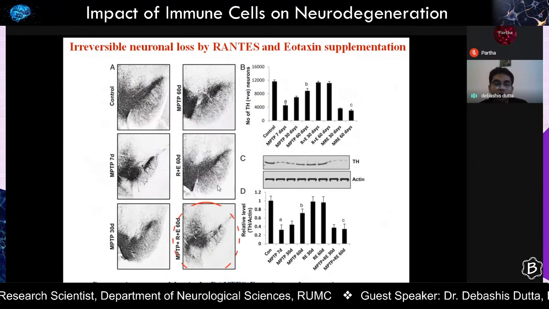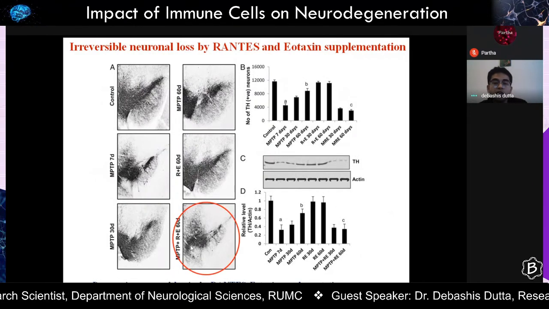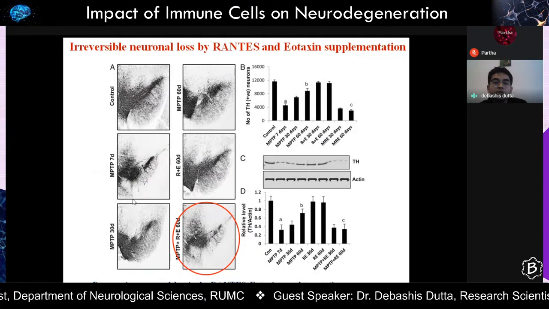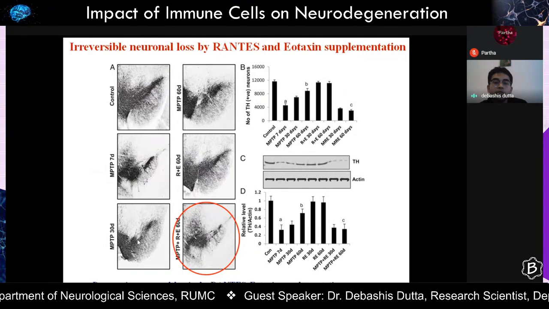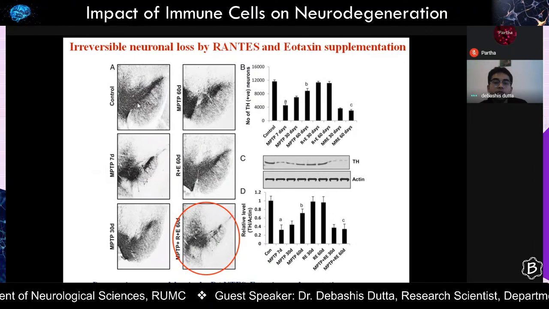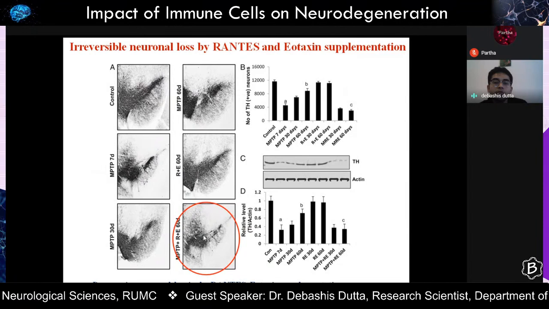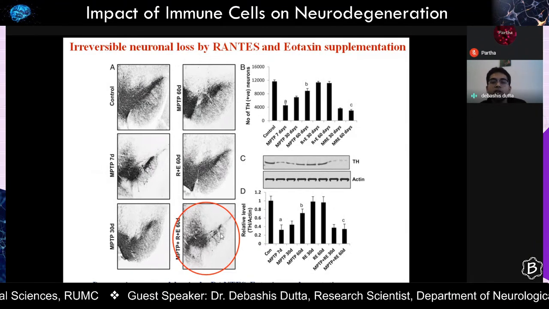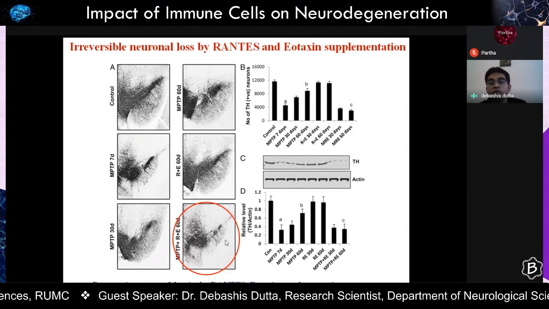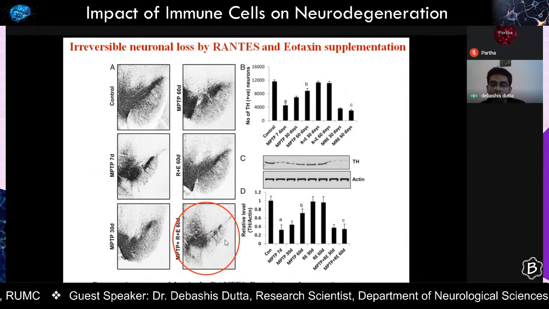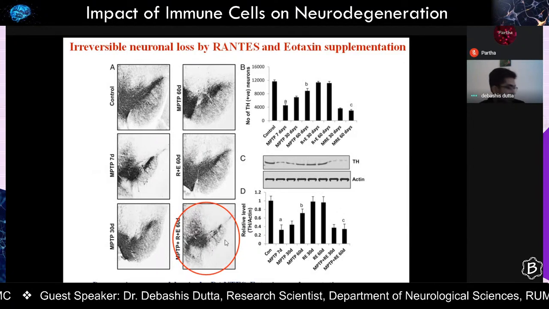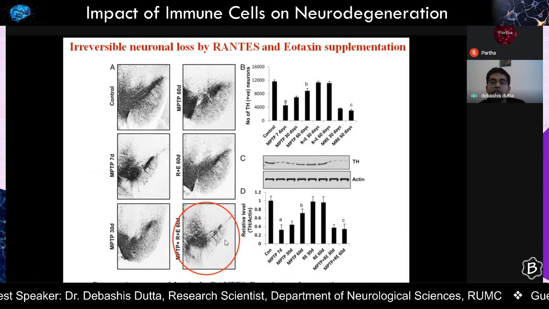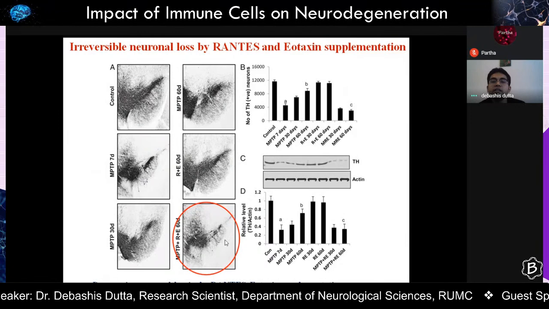That after RANTES and eotaxin supplementation, there is a progressive loss. In normal cases, after 30 days of MPTP ingestion, these neurons come almost back to the normal control brain. But when RANTES and eotaxin are supplemented from outside, these neurons are not coming back. It means they are permanently dead, which recapitulates the disease phenotype in a much better way. And that also clears that the progressive neural demise by RANTES and eotaxin supplementation is also dependent on the T cell infiltration.